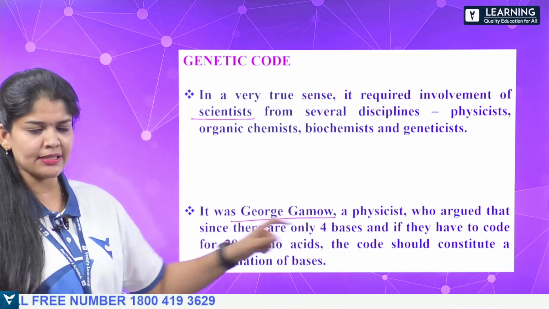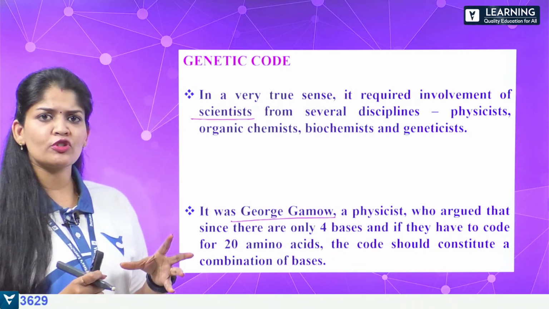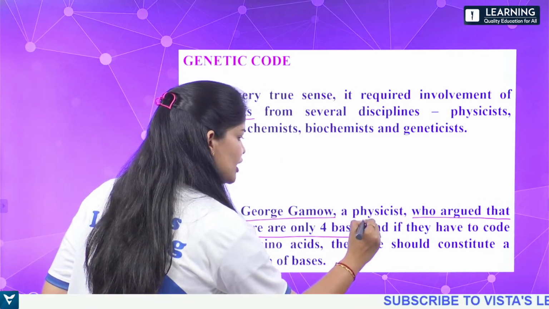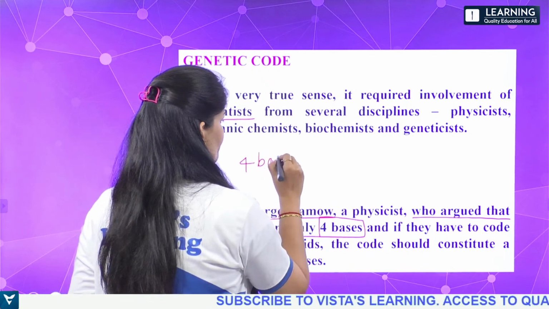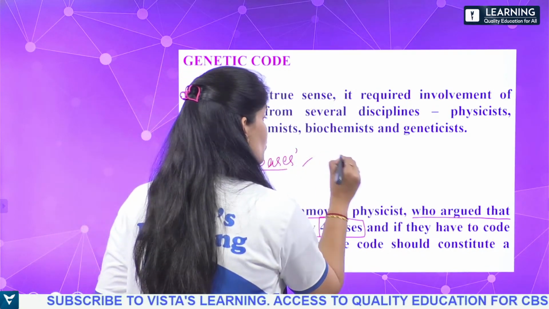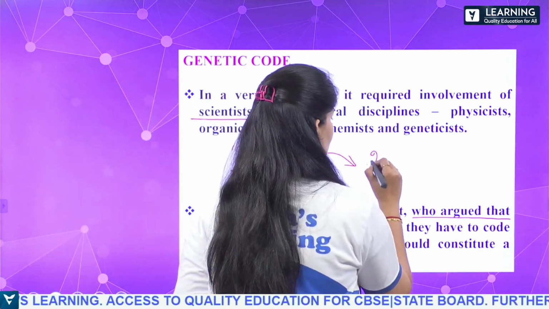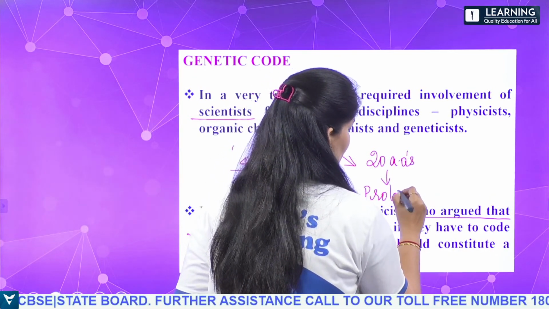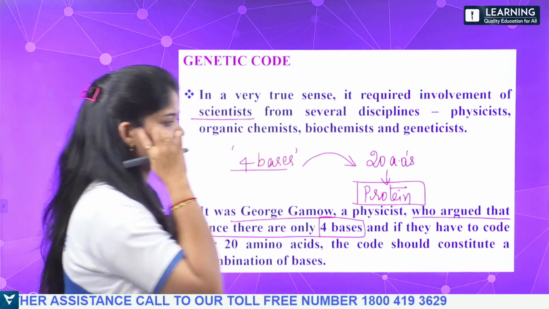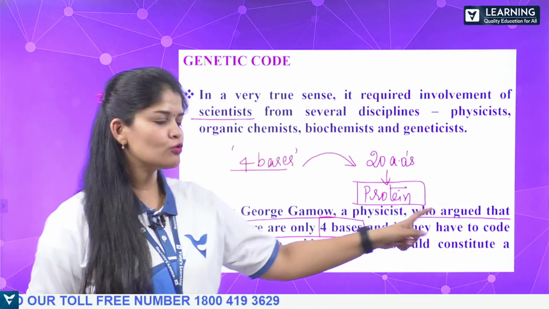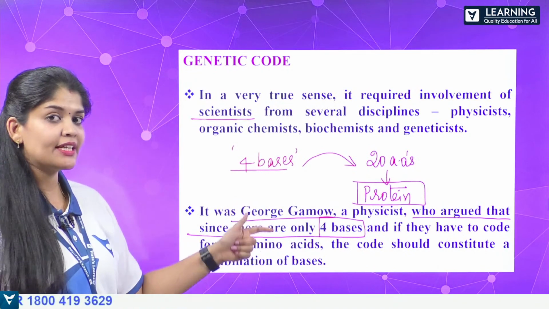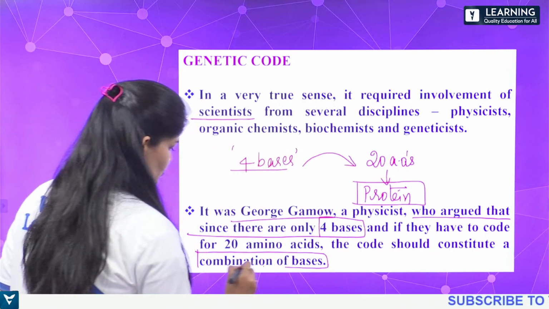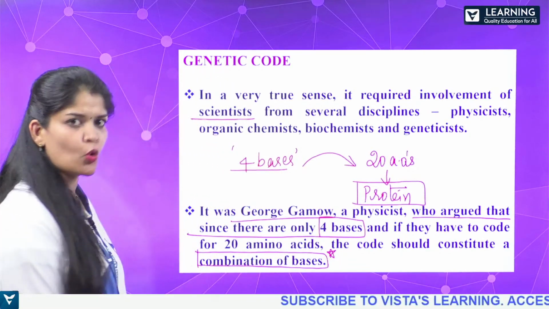He is a physicist, and here is a contribution by Gamow, who argued that since there are only four bases, but they have to code for a total of 20 amino acids that appear in the structure of protein. Right? If they have to code for 20 amino acids, the code definitely should constitute a combination of bases. This is going to contribute a lot to the development of the genetic code.